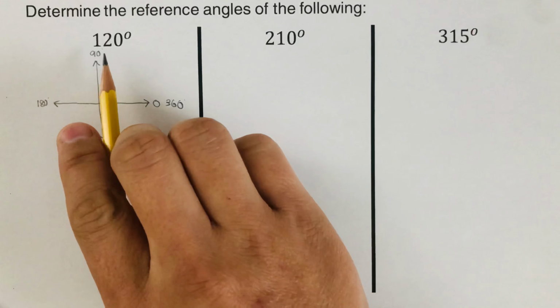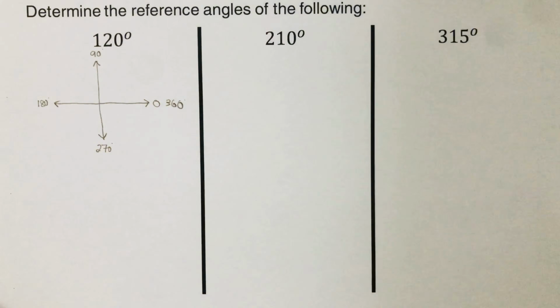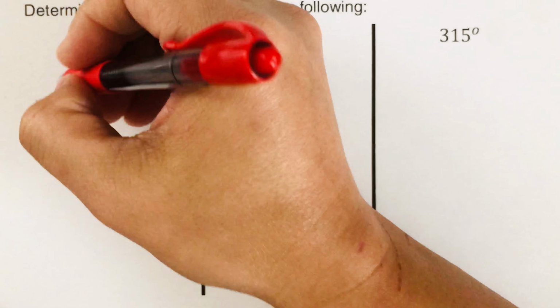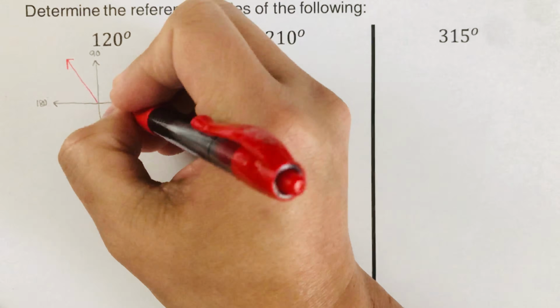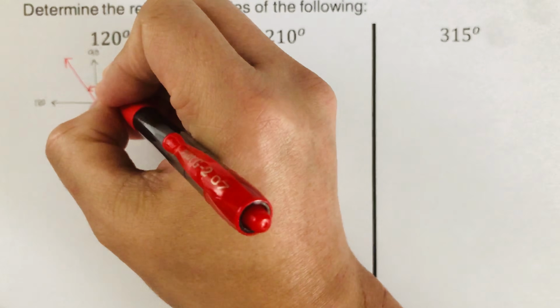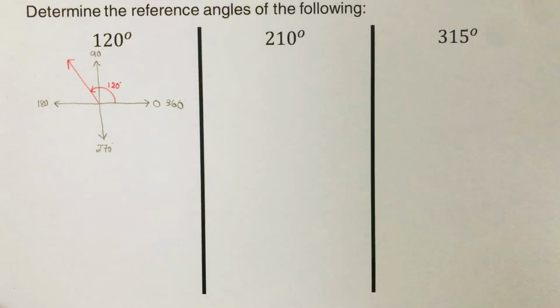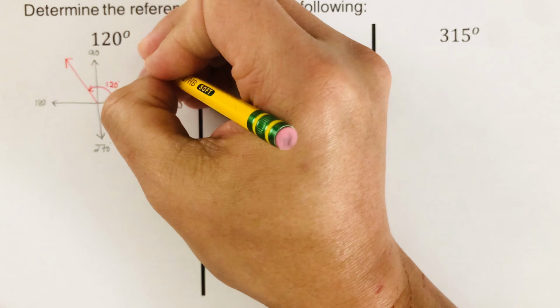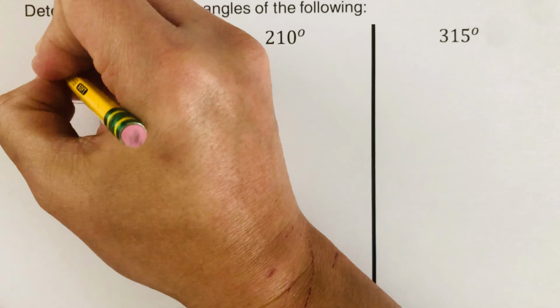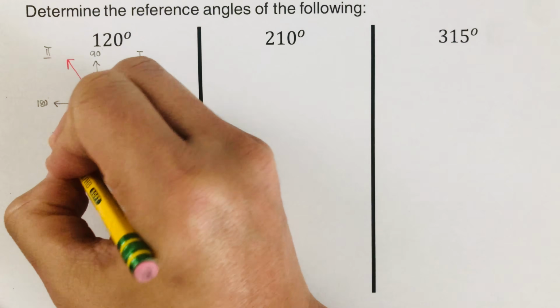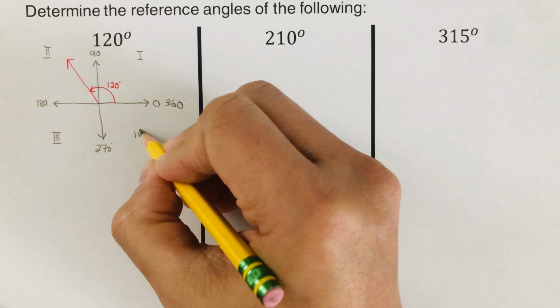It says that it's at 120, and that's past 90. So 120 should be somewhere around here. It should pass 90. So this is approximately 120 degrees. And we remember that this is the first quadrant, this is the second quadrant, this is the third quadrant, and this is the fourth quadrant.